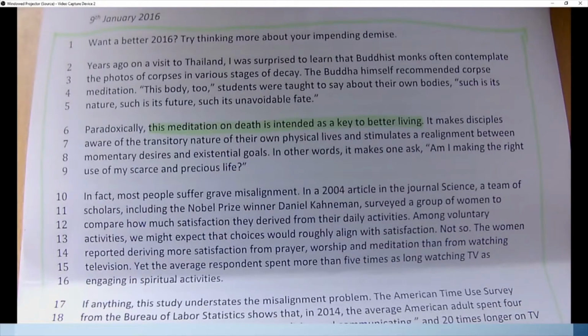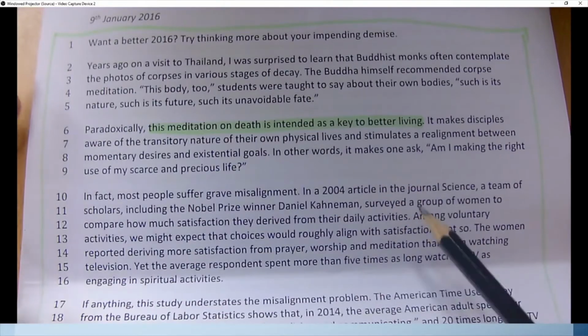Among voluntary activities, we might expect that choices would roughly align with satisfaction. Not so. The women reported deriving more satisfaction from prayer, worship, and meditation than from watching television. Yet the average respondent spent more than 5 times as long watching TV as engaging in spiritual activities.